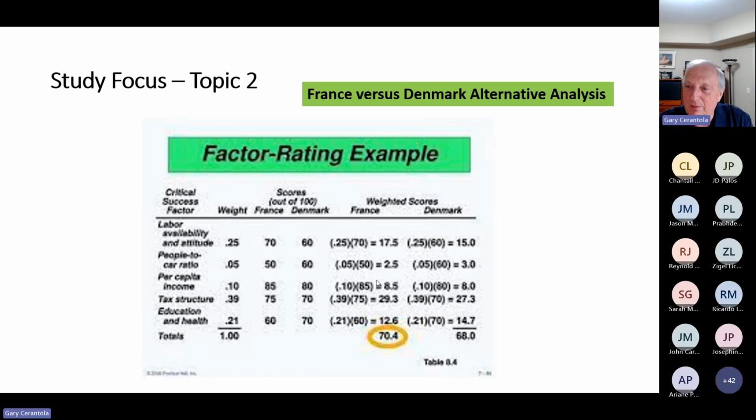And then you add up your expected values of your scoring of the different factors to get a total. And you can see that France has a higher total. So that's where the location would be versus Denmark, 70.4 to 68. So that's how that works. Okay, so that's the factor rating example.